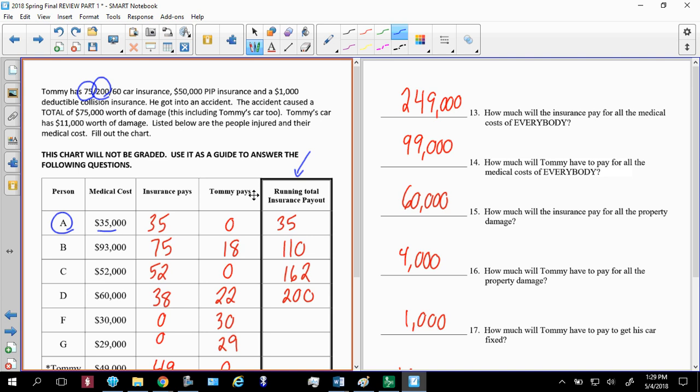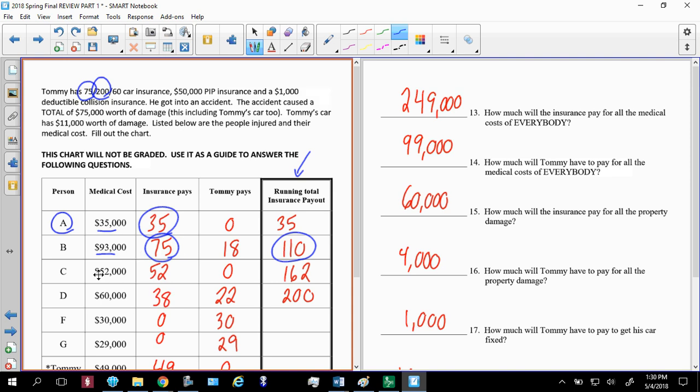The insurance, and that's the second number, will not pay more than 200,000 for anybody's medical injuries. All right, so this is a running total. Hopefully you remember this when we're going through it. If not, go to a video and you'll see it. Now notice person B. Person B needs 93, so that person got hurt pretty bad. The insurance is only going to pay 75,000. Sorry, these are all in thousands. Which means Tommy's got to pay the difference. At this point, the insurance has paid 110,000, because you get 110 by adding up how much they've already paid.